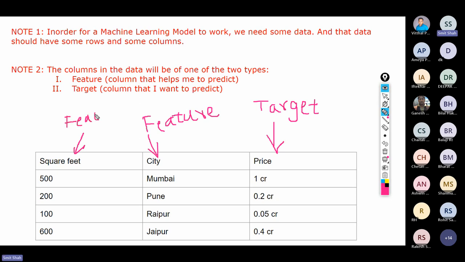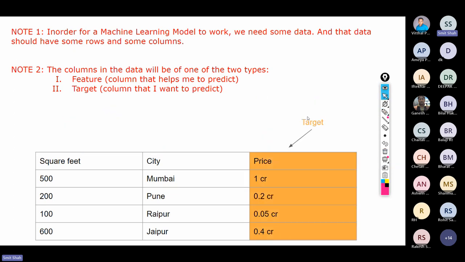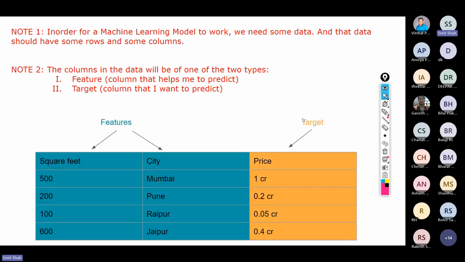So the columns in the data are of one of the two types. Either a column will be called a feature column, or a column will be called a target column. Feature columns are those columns that help me to predict. Target column is that column that I want to predict. Okay. And we have understood that differentiation over here correctly.